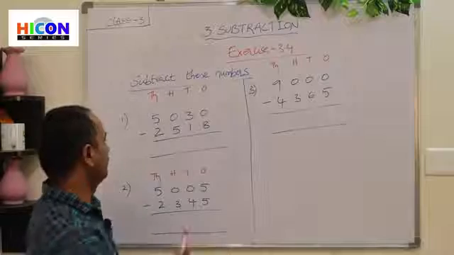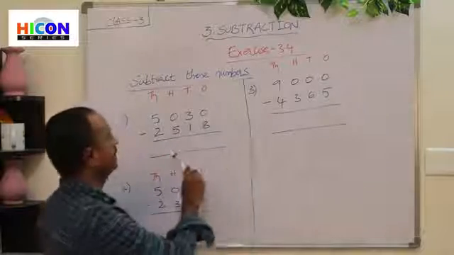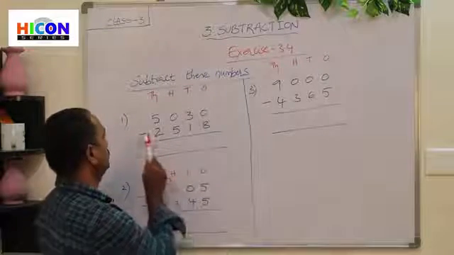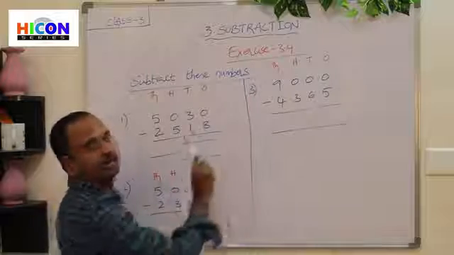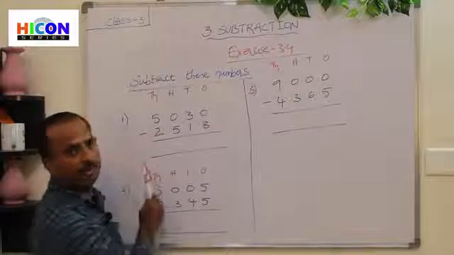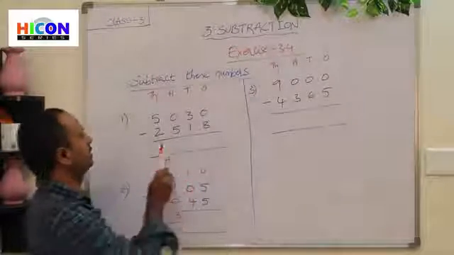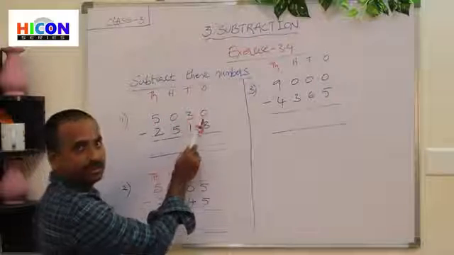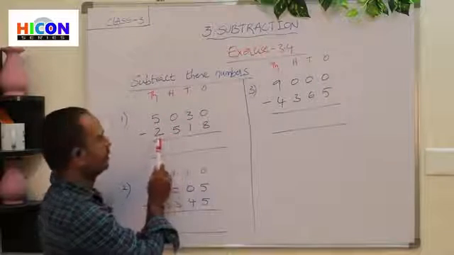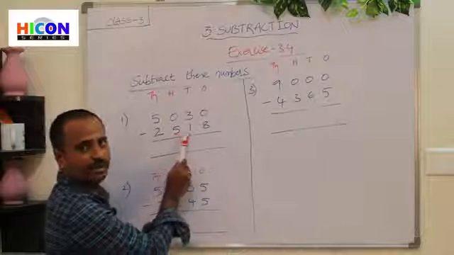So in this exercise 3.4, let us practice some problems how to subtract the numbers having zeros. So there are given 3 problems. So here are 3 problems. So first problem, second problem, and this is the third problem. So see the first problem. There are given 2 numbers, that is 5030, and the second number is 2518.